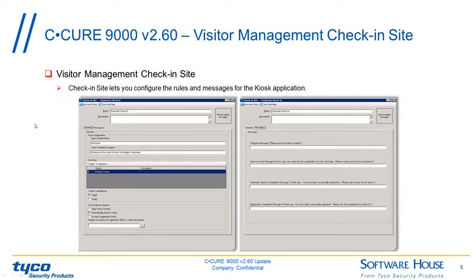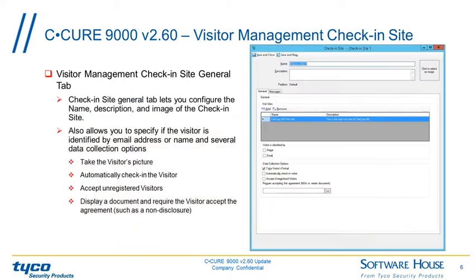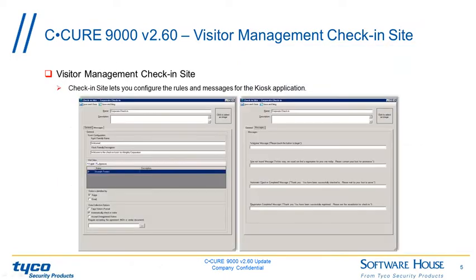So to support that, we've created an object called the check-in site. And what this does is it allows you to configure the rules and the display messages for the kiosk application. So it's got two tabs. It's got a general tab and it's got a messages tab. Let me go back a minute, because I don't have a separate slide about the messages tab. So if you look at this, you can see that you can type in a welcome message, but there is a default welcome message: Please touch the button to begin. So each one of these has a default message that you can customize to meet the needs of your own site, your own kiosk.